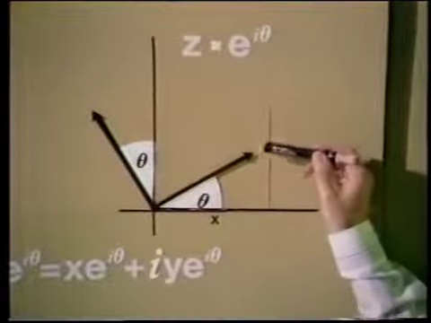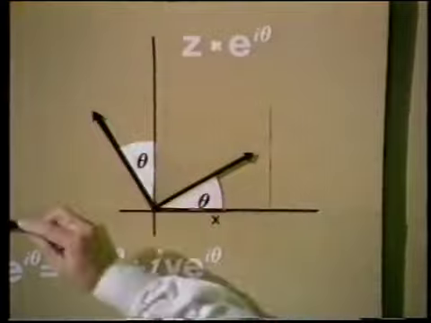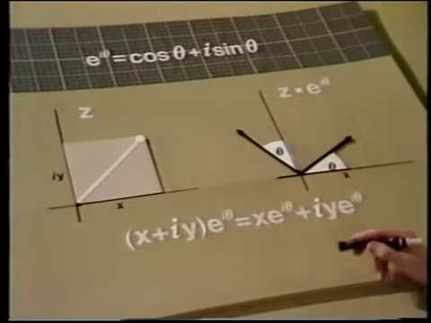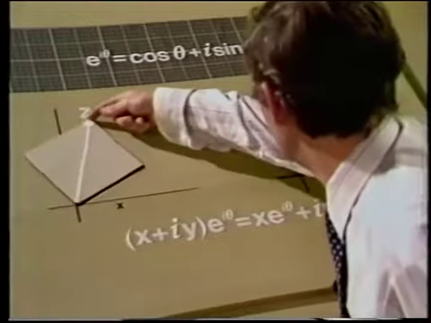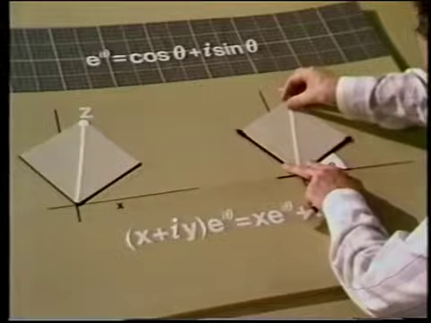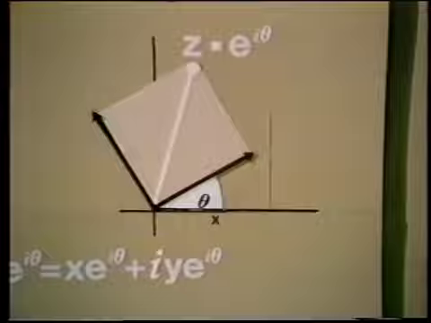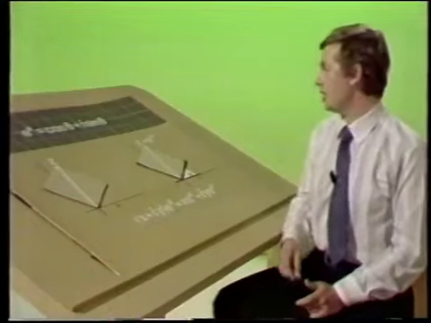OK, to get x e to the I theta and iy e to the I theta, what we've done is we've rotated x and iy both through angles theta. So to get their sum, well, we just rotate z through the same angle theta. And there we are. That's an important property. If you multiply any complex number z by e to the I theta, the effect is that you rotate z through the angle theta. That's multiplication expressed geometrically.